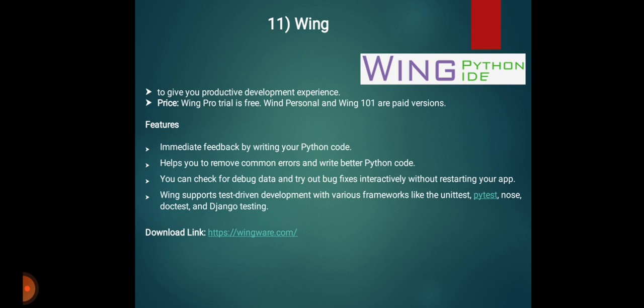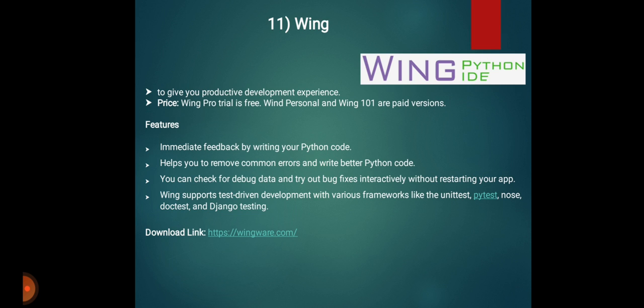The next one is Wing Python IDE. Here the logo of Wing Python IDE, you can see in the figure. Then Wing is a lightweight Python environment which is designed to give you a productive development experience. Then the price of Wing for trial is free, and after that Wing Pro and Wing 101 are the paid versions of Wing. Also it has some features like immediate feedback while writing your Python code.